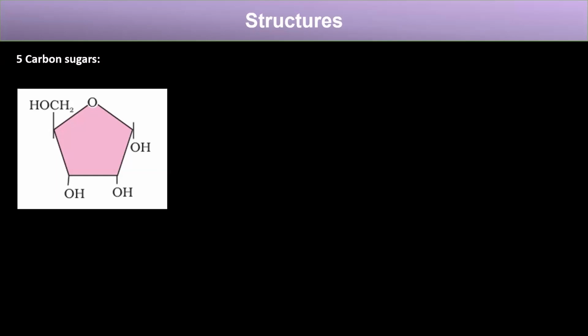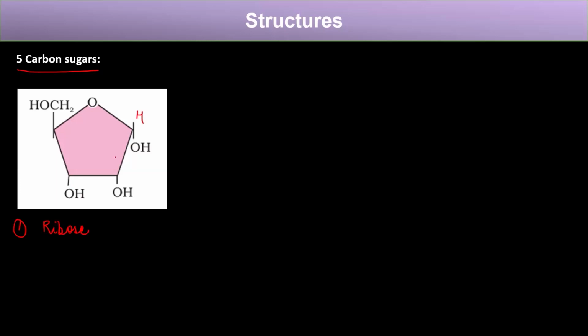And these three were 6-carbon sugars. Now, let's see the structure of a 5-carbon sugar. The example of a 5-carbon sugar is ribose. So, this is the example of ribose. Ribose is a 5-carbon sugar.